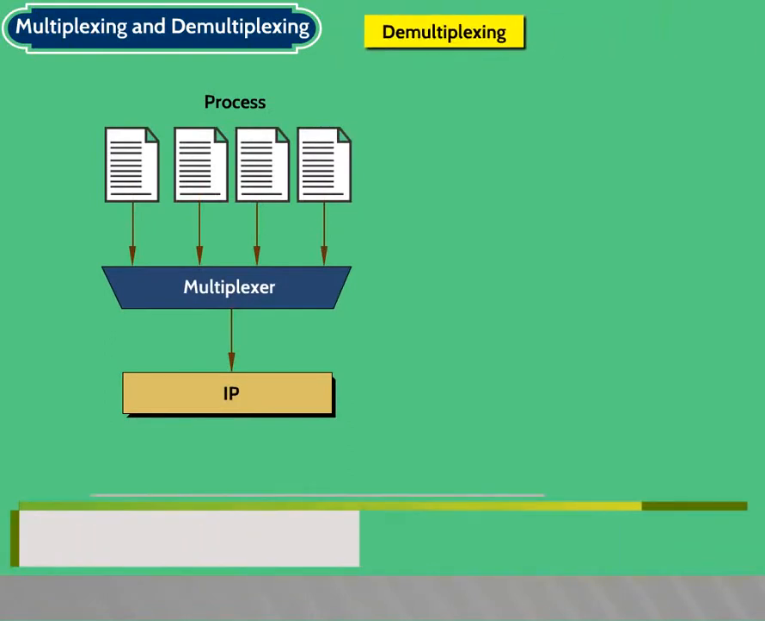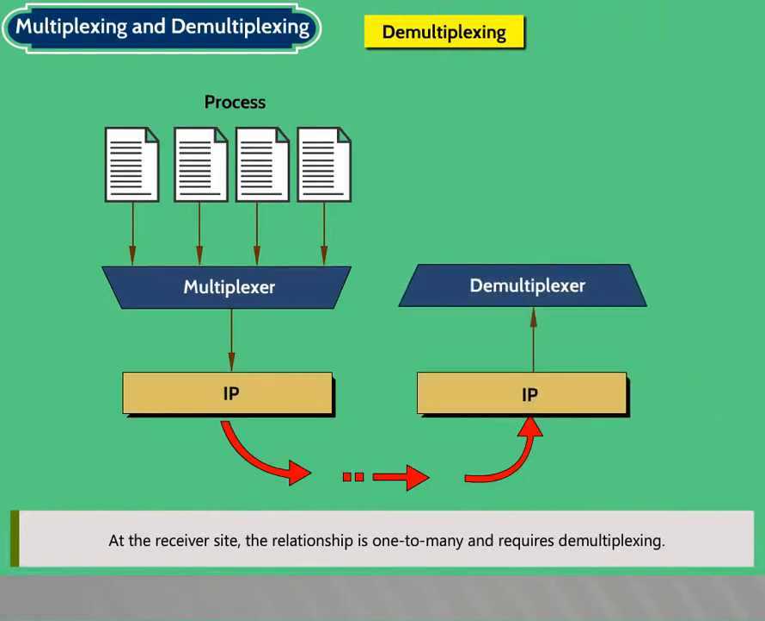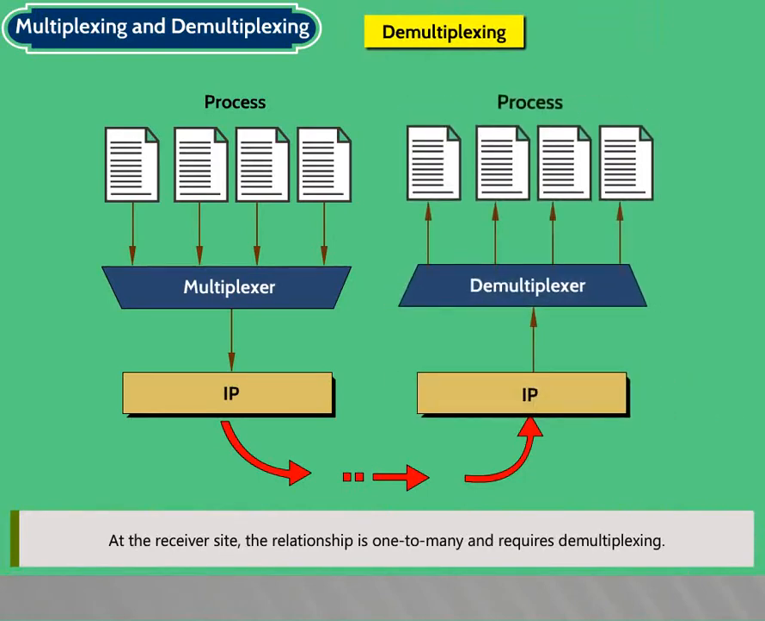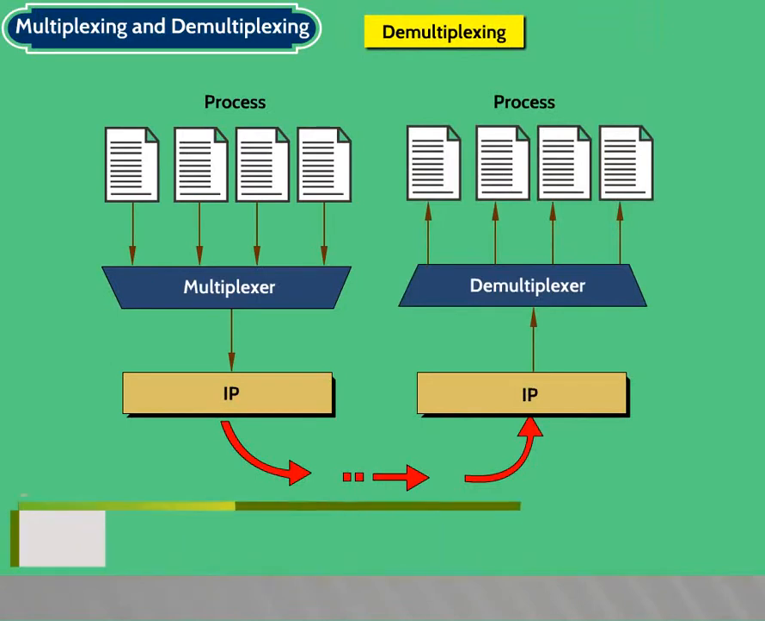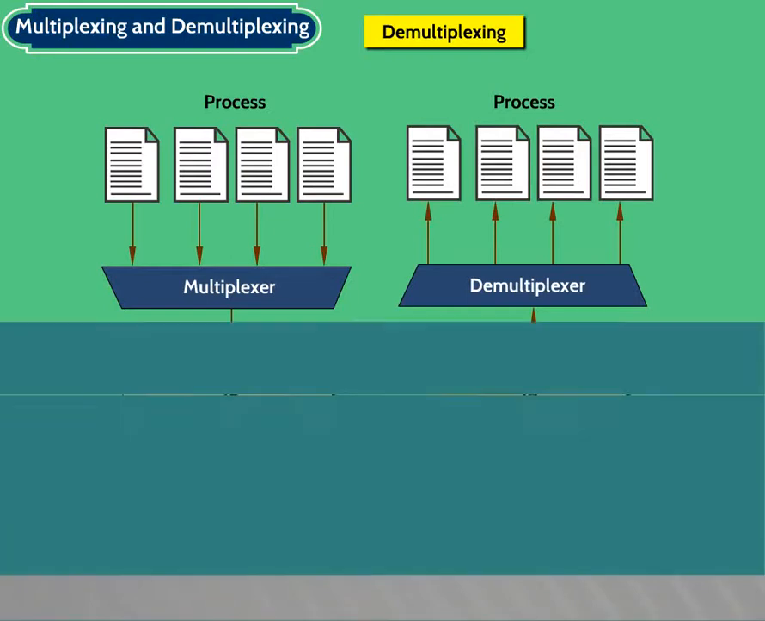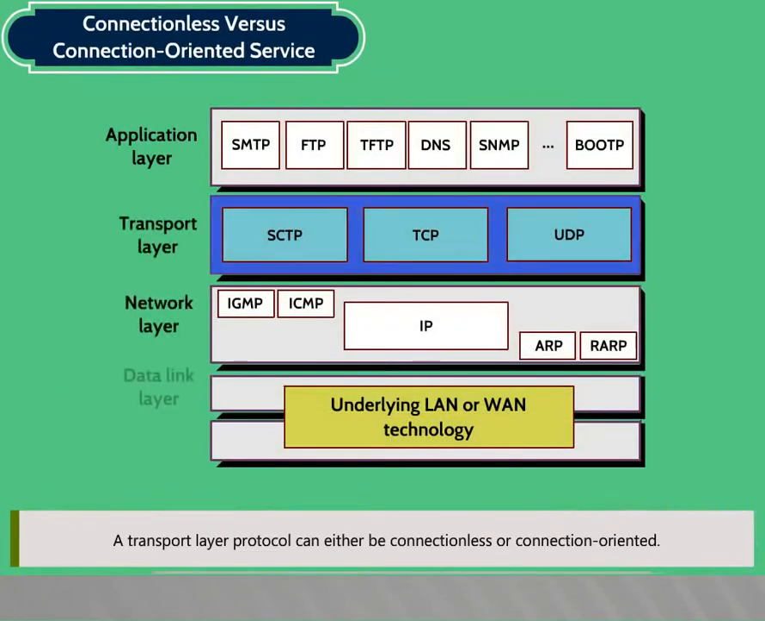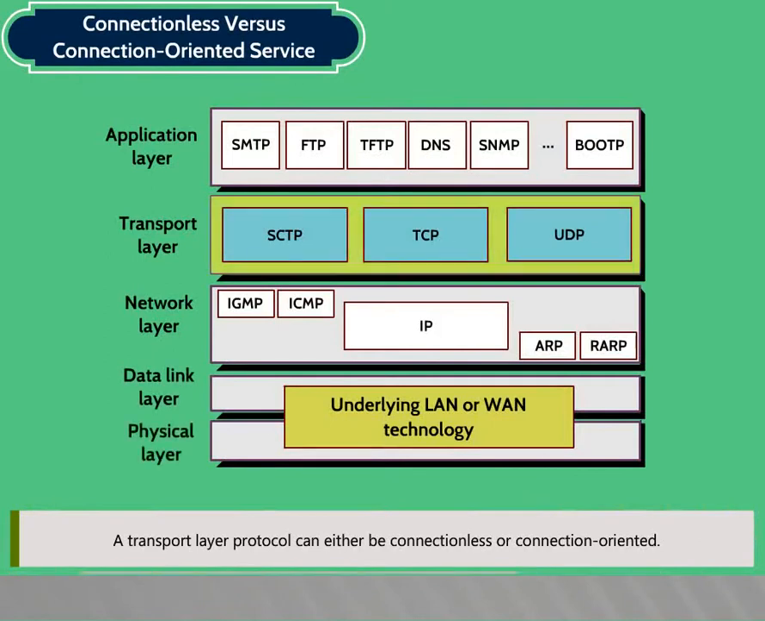Demultiplexing. At the receiver side, the relationship is one-to-many and requires demultiplexing. The transport layer receives datagrams from the network layer. Connectionless versus connection-oriented service. A transport layer protocol can either be connectionless or connection-oriented.